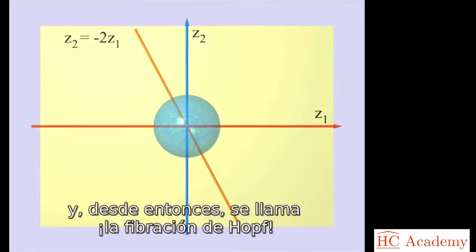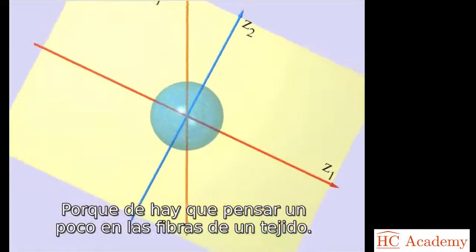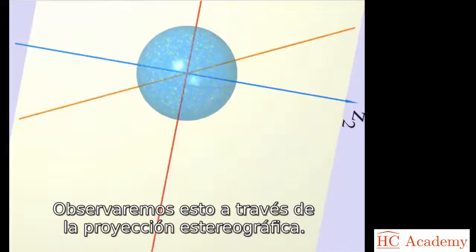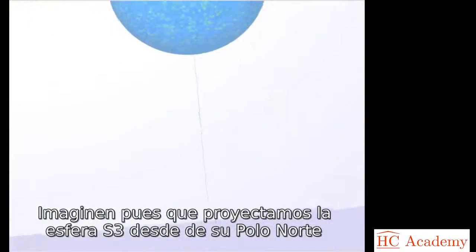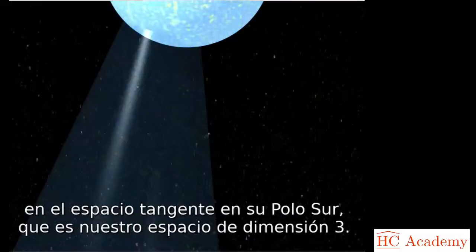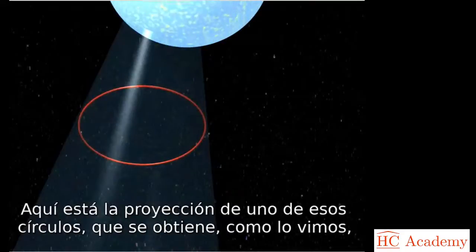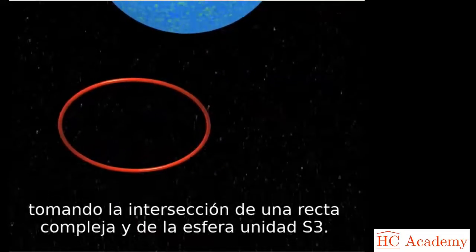the Hopf fibration. Why fibration? Well, you should think of the fibres of fabric. We are going to look at all that using stereographic projection. Imagine that we project the 3-sphere from the North Pole onto the tangent space at the South Pole, which is our 3-dimensional space. Here is the projection of one of the circles which, as we have seen, is the intersection of one complex line and the 3-sphere.